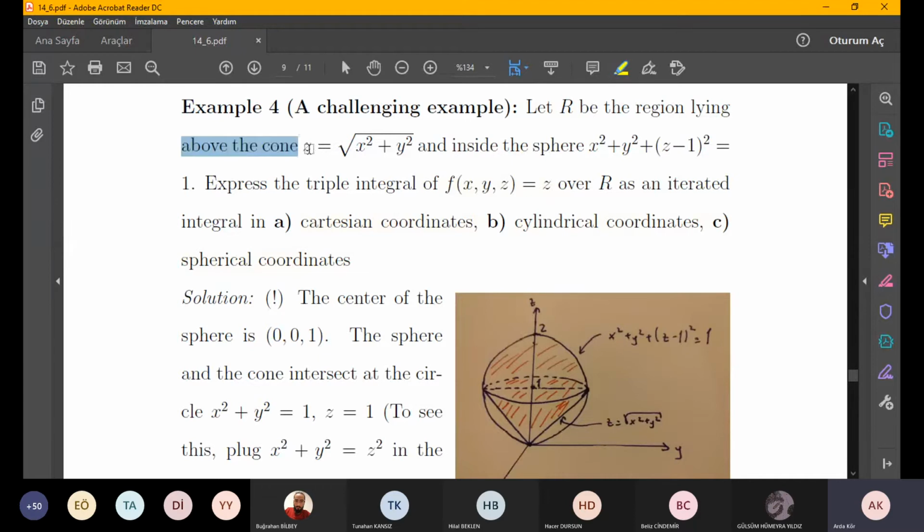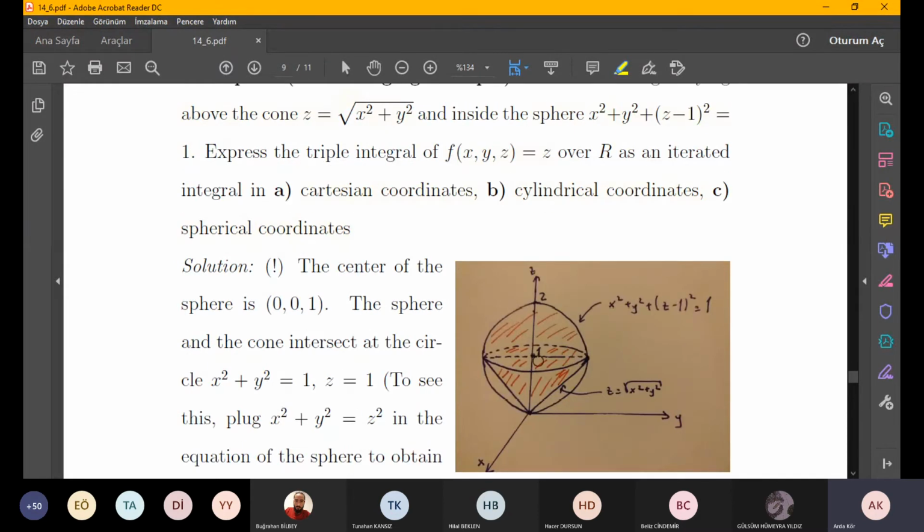It is represented by x squared plus y squared plus (z minus 1) squared equals 1, which means the center is the point with coordinates (0, 0, 1). So here is the center of that sphere. Here you can see the sketch of R, which is the shaded region, and the sphere.